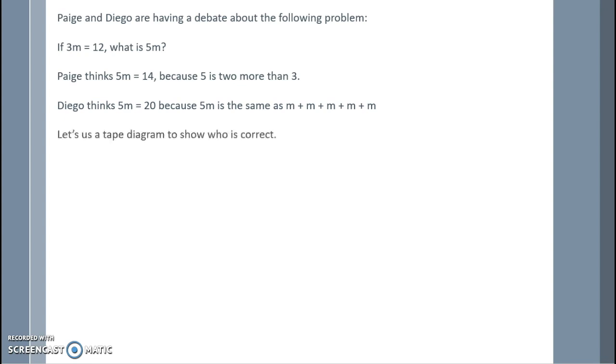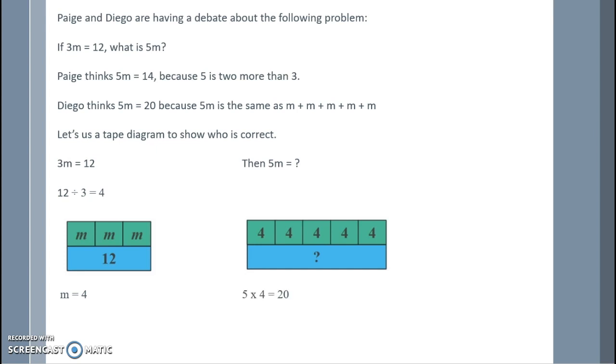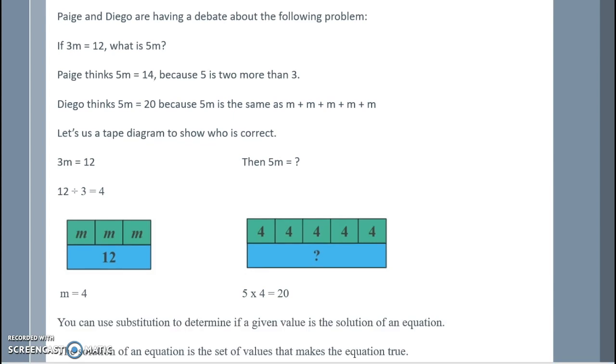Let's use a tape diagram to show who is correct. So we have 3m has to be the same amount as 12. Well, if I take 12 and divide it by 3, each m represents 4 units. So then what about 5m? Well, if each m is worth 4, we'll put 5 4s there. So 5 times 4 is 20.